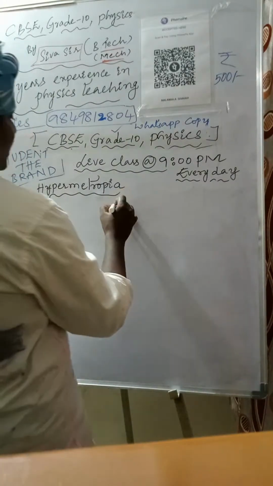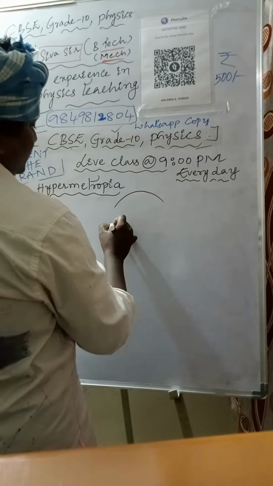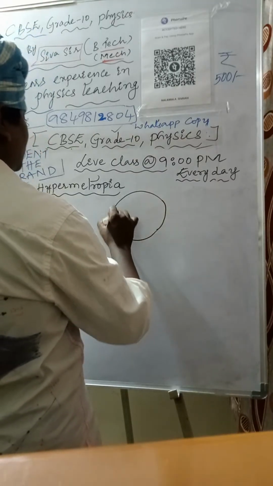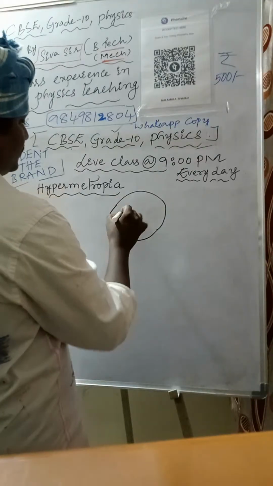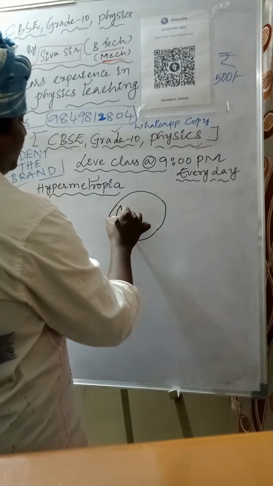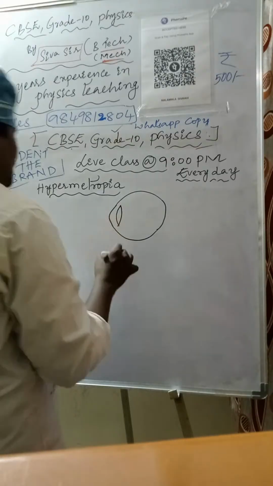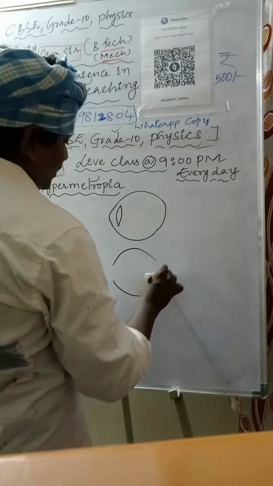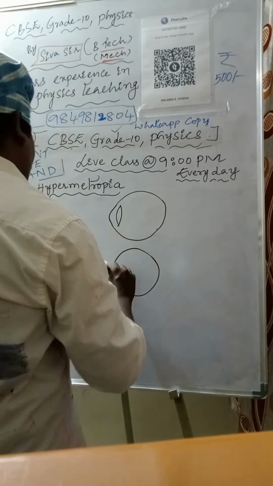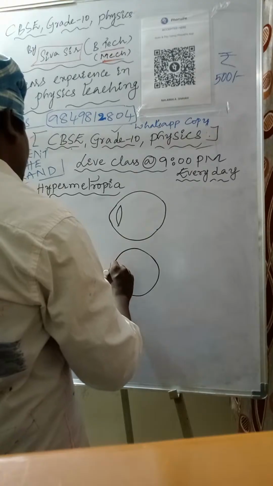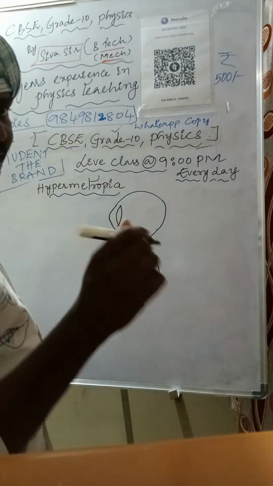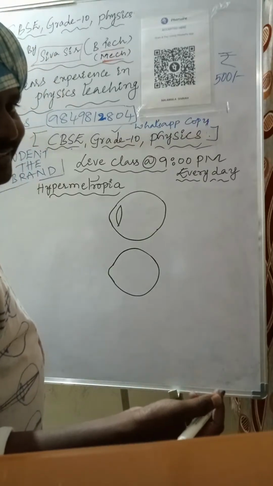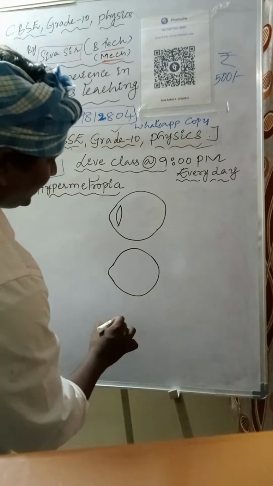Okay, so I'm taking hypermetropia. Hypermetropia, hypermetropia, hypermetropia, hypermetropia. Far distance we can see, near distance we can see.